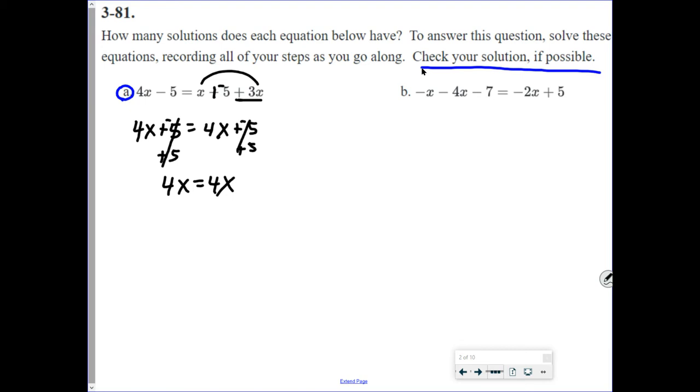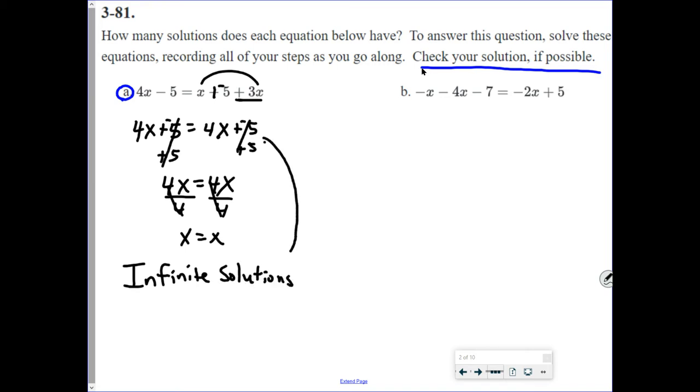What does that mean? Well, do you remember we talked about this? This means I could even divide by 4. Divide by 4, you get x equals x. Is that true? Yes. So this right here has infinite solutions. Because we can go all the way back up to the top and say, when I've got the same thing on both sides, 4x plus negative 5, or 4x equals 4x, or x equals x, x could be anything.